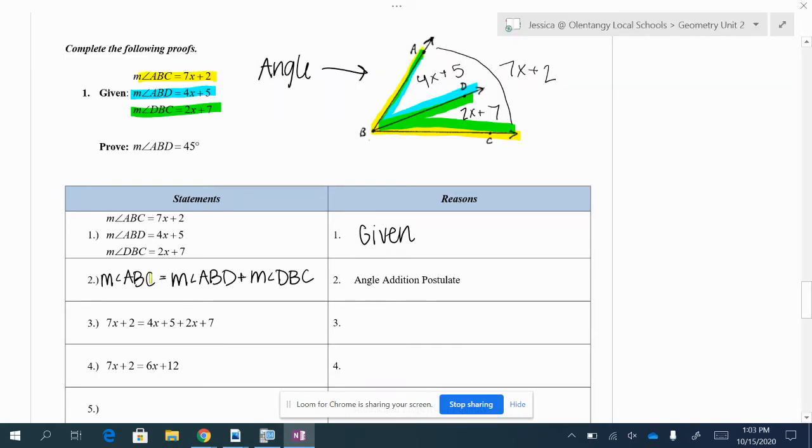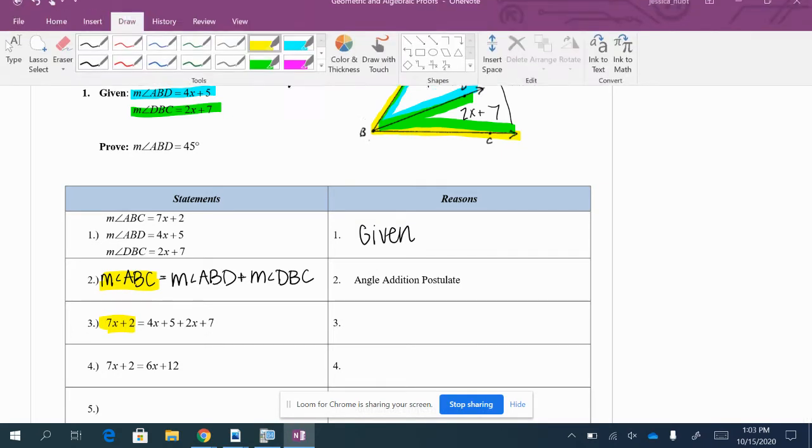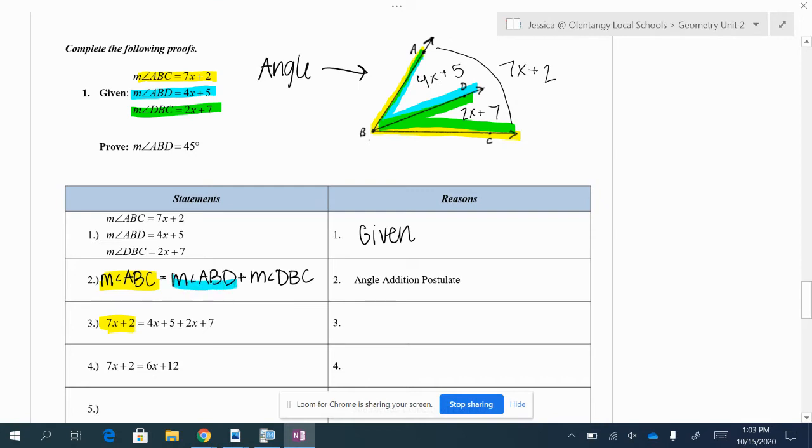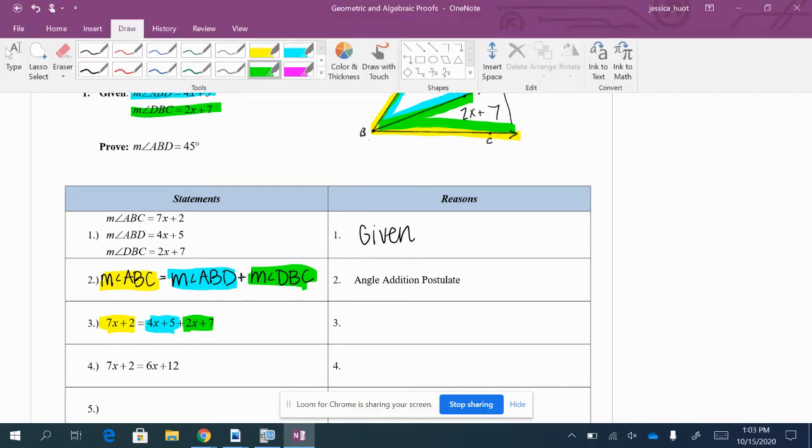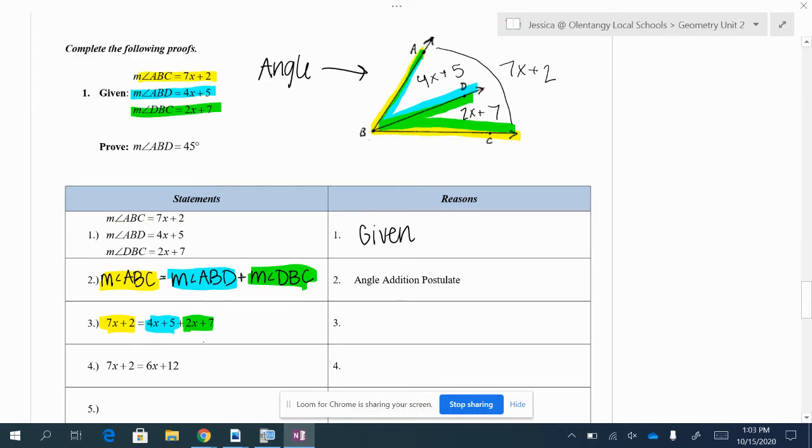And then we move down, and all of a sudden I have numbers written. So look, ABC is in yellow. Then it was replaced with 7x plus 2. Then we have ABD here in blue, and it's replaced with 4x plus 5. Then I have in green DBC, and it's replaced with 2x plus 7. Since we are plugging these in for our angles, that is going to be substitution. We are taking these values and putting them in for ABC, in for ABD, and in for DBC.